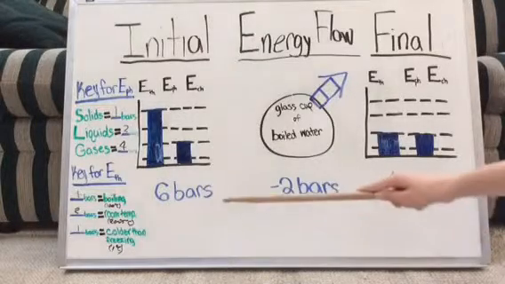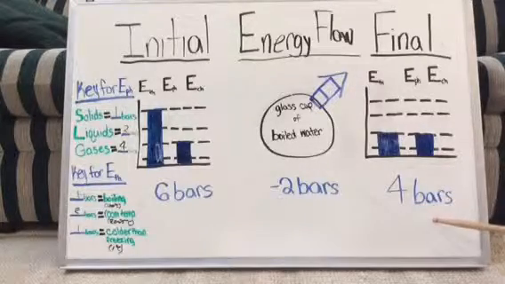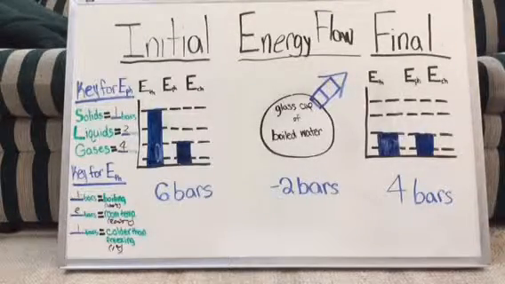Since we started with 6 bars and 2 bars of thermal energy were being released, there would be 4 bars left over. This is the LOL bar chart.